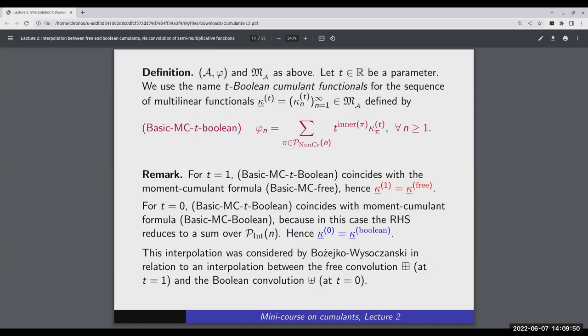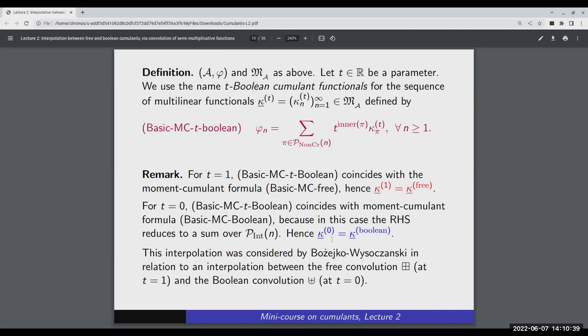So here it is. Still a sum over all non-crossing partitions, but it has a weight. t is my parameter, and t can be any real number for what I do here. The weight is t to the number of inner blocks. We observe that for t equals 1, this is just 1, so therefore we are defining the free cumulants. This will be called K superscript t. So t equals 1 gives the free, and t equals 0 will give the Boolean.